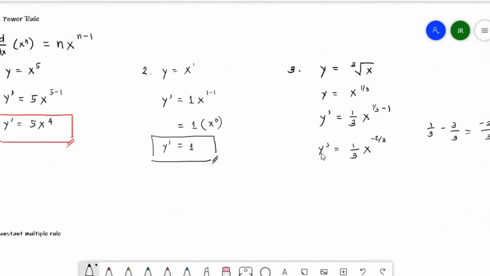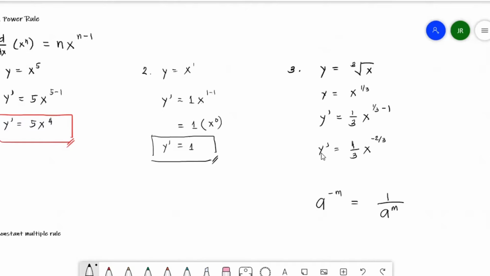2 over 3. So now, the question is this our final answer? Okay, so hanggat maaari, wag tayong maglalagay ng negative exponent. So how can we eliminate this negative sa ating exponent? Okay, so balik tayo ulit sa law of exponent. To eliminate the negative exponent, kung meron tayong a raised to negative m, that is equal to, get the reciprocal of the base, 1 over, and then gawin nating positive yung exponent. Okay, get the reciprocal and gawing positive yung exponent.